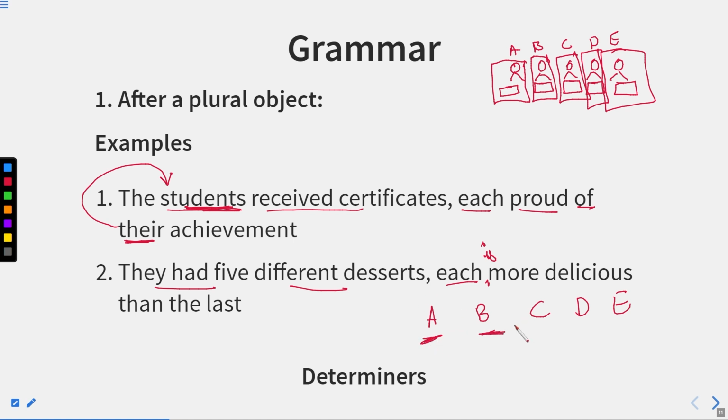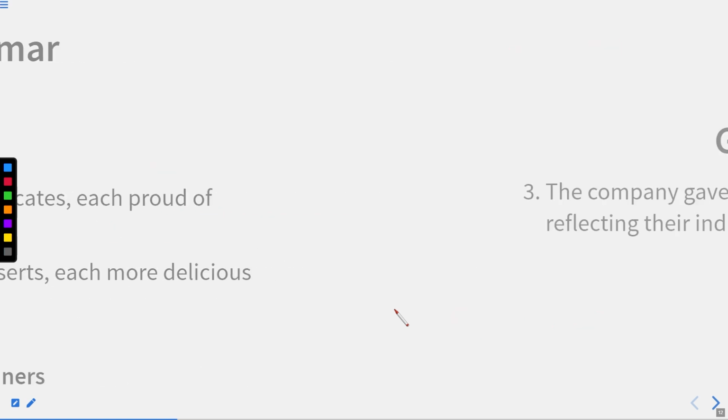This will be the more delicious. This will be more delicious than B. This is more delicious than C. This is more delicious than D. So we can use this sign over here. So in this manner, we can see that each is more delicious than the last one. It means I'm talking about all the 5 in a particular sense, but I'm focusing on each and every one individually. Now let us move to the next one.